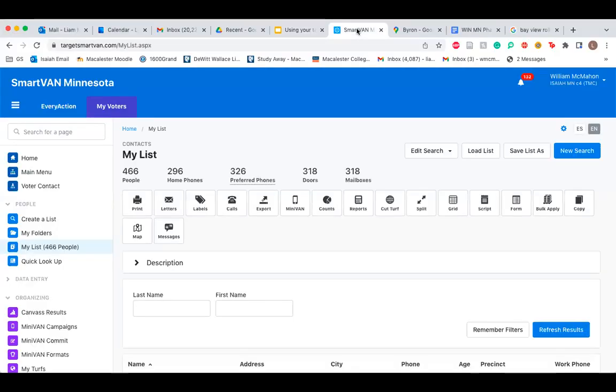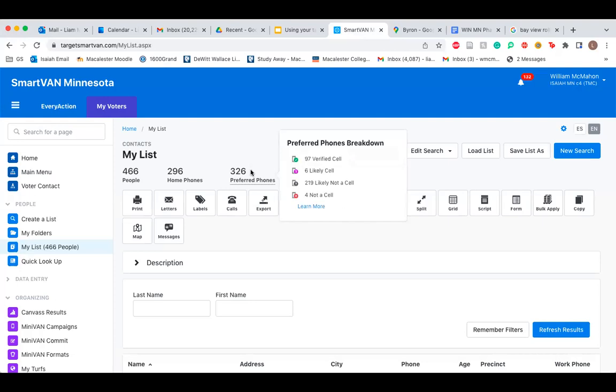There are all sorts of handy shortcuts within Van that will show you how many people, how many phone numbers, how many doors there are for a given list. So I have a list pulled up here that is 466 people, and you'll see that just when I load the list, it will say how many phones and doors there are. So you can see we have phone numbers for 326 people here. There's a breakdown of how many of those phones are cell phones, how many are landlines, and how many doors there are. So the list is going to be bigger than the number of doors that you actually have to go and door knock.